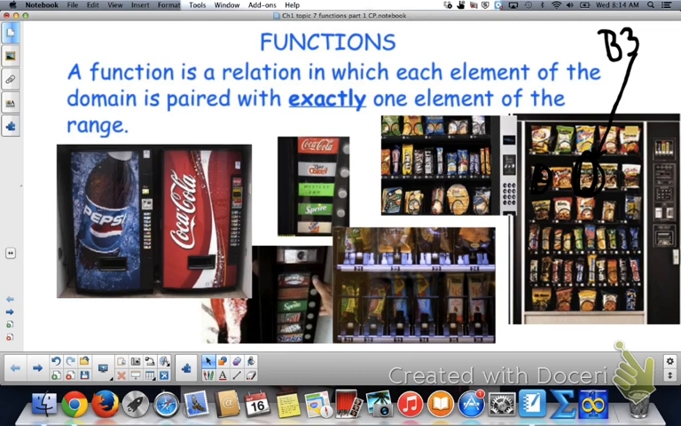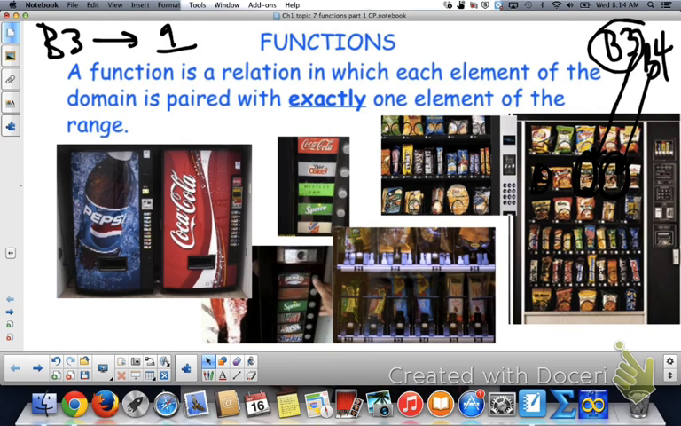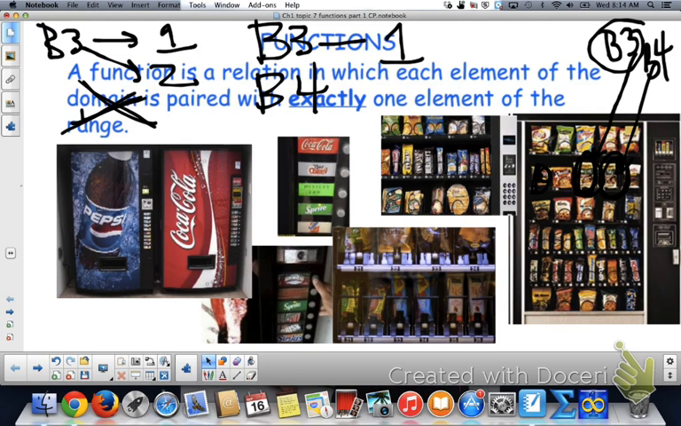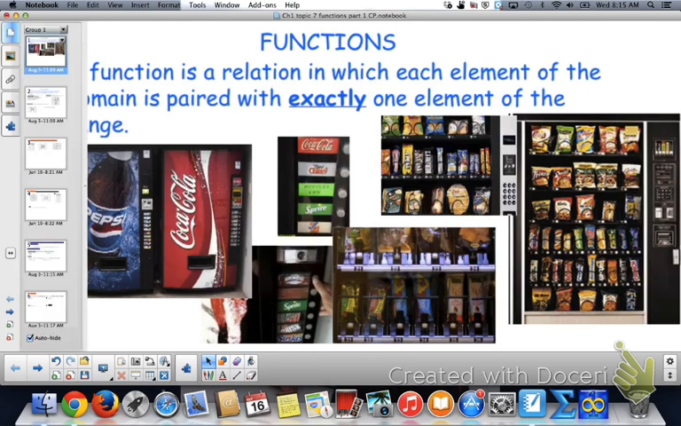However, if I go and press B3 and I get pretzels, and you press B4, which is the one next to it, and also get pretzels, that's okay. Meaning, if I press B3 and I get one thing, and you press B3 but you get a separate thing, that's not a function. But if I press B3 and get the pretzels, and you press B4 and you also get the pretzels, that is still a function. That is still working correctly. Okay, let's go on to the next page and talk more about it.